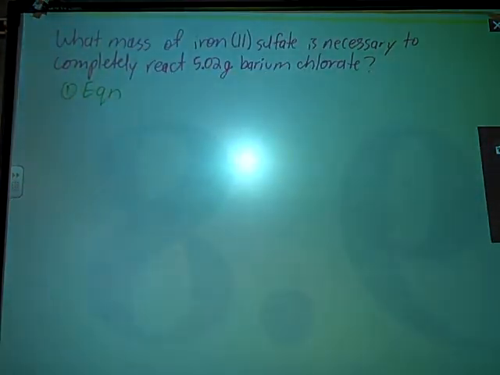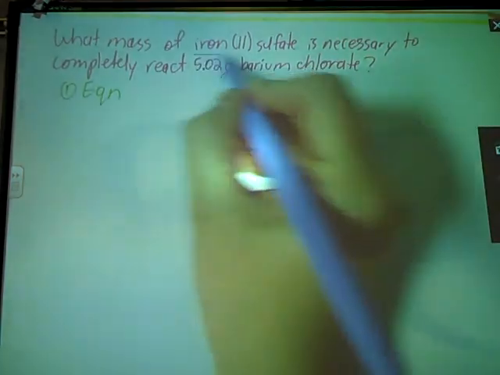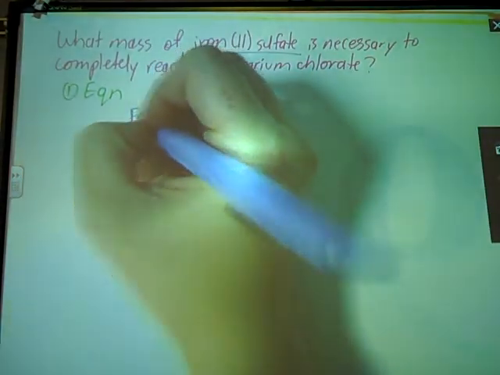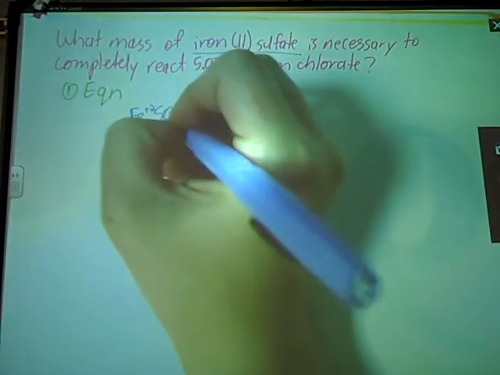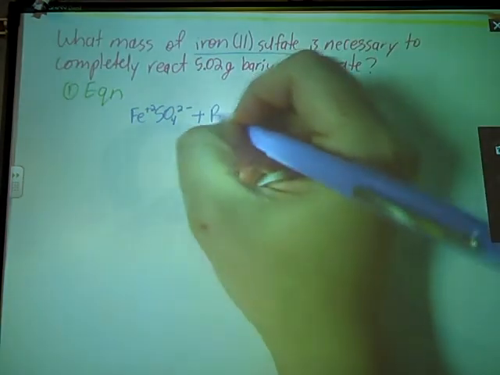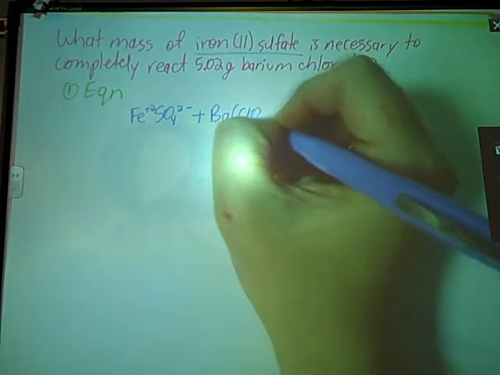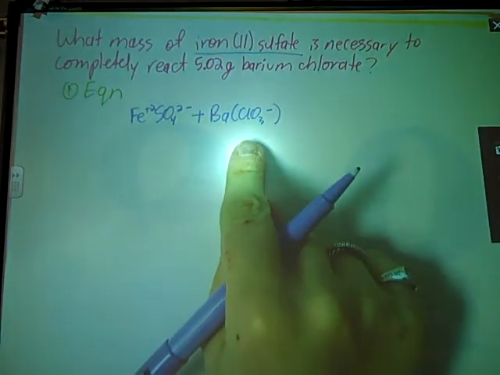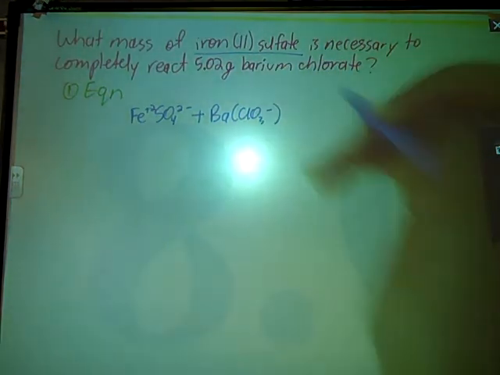I have to know how these compounds are interacting with one another, so I need to write my balanced chemical equation. Iron 2 sulfate, already charges balanced, that's good. Barium chlorate. Remember, chlorate is a polyatomic ion, chloride is a monatomic.